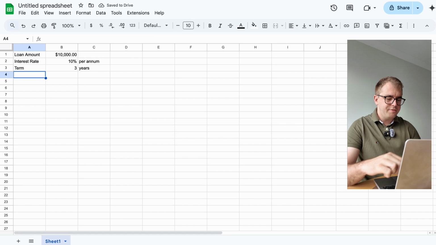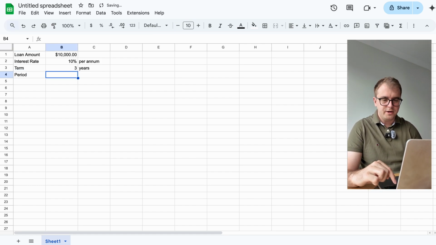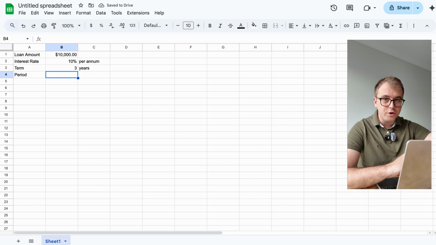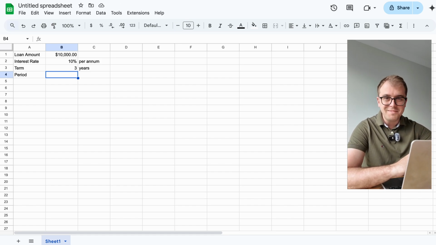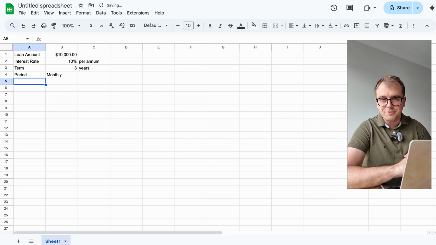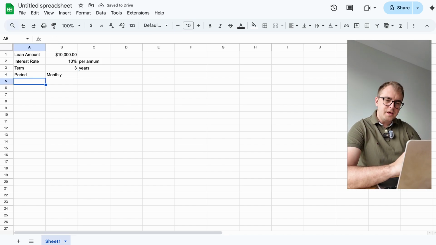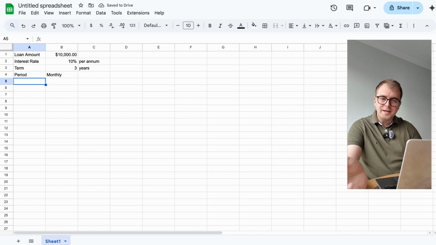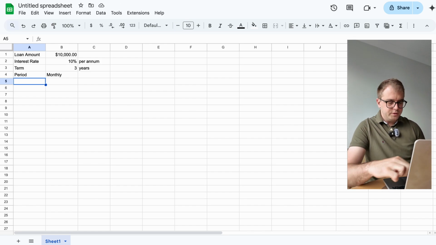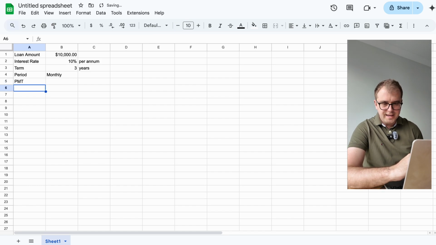The final thing we need to know is the periods. So how often are we paying? Are we paying weekly, monthly, fortnightly, quarterly, semi-annually, annually? This is where we put that amount. So in this example, we'll just use monthly, just to keep it simple for this first example. So there we have all the main items we need to know to create the loan amortization schedule. So I'll just include PMT here as we'll need it later.